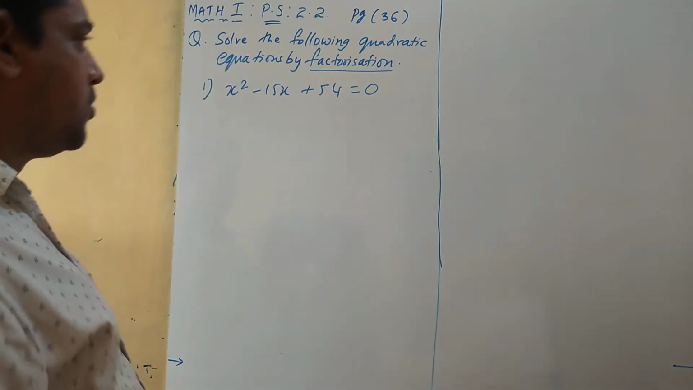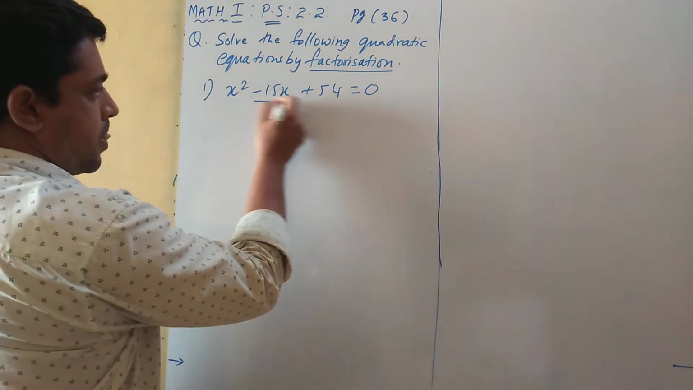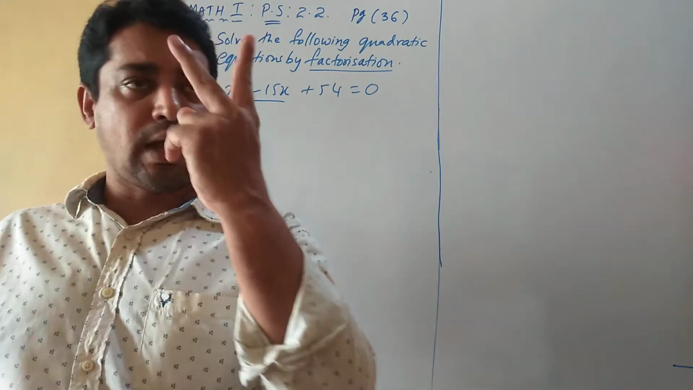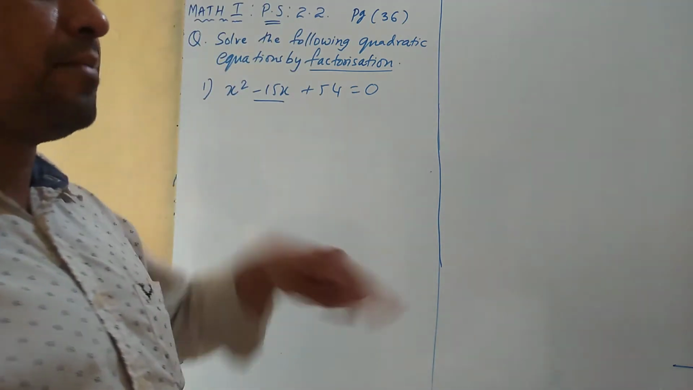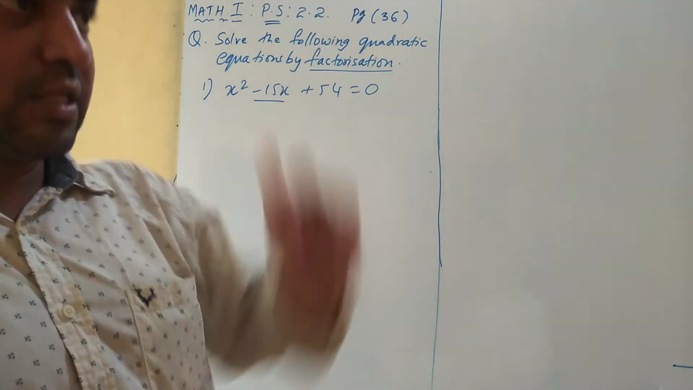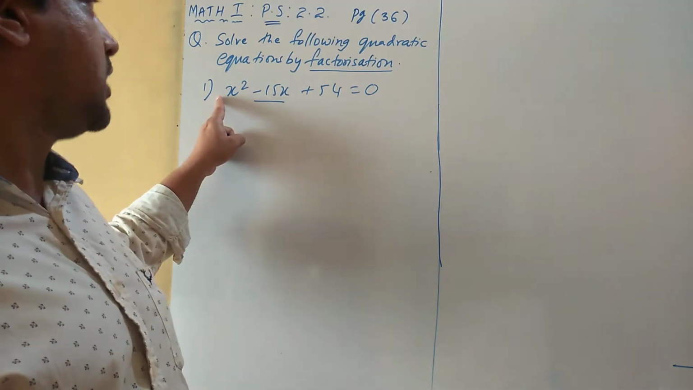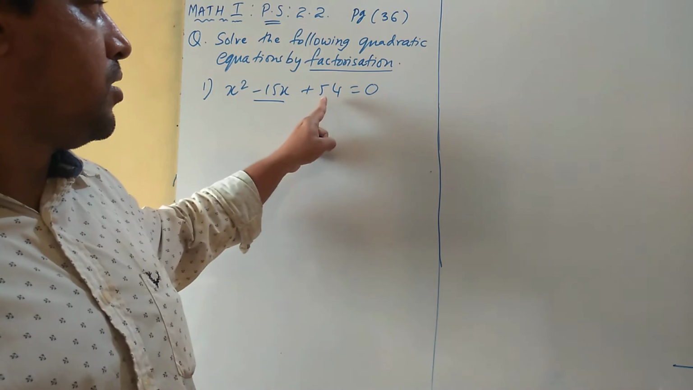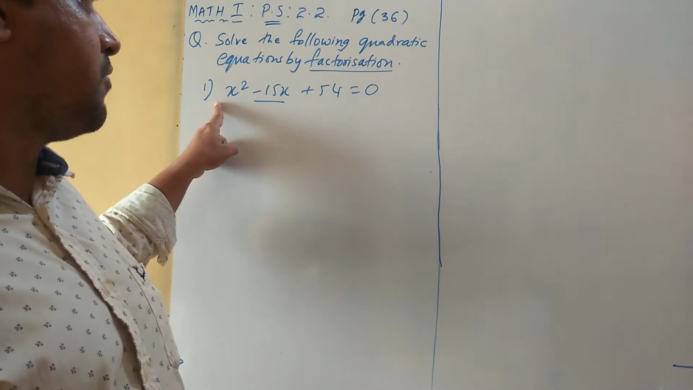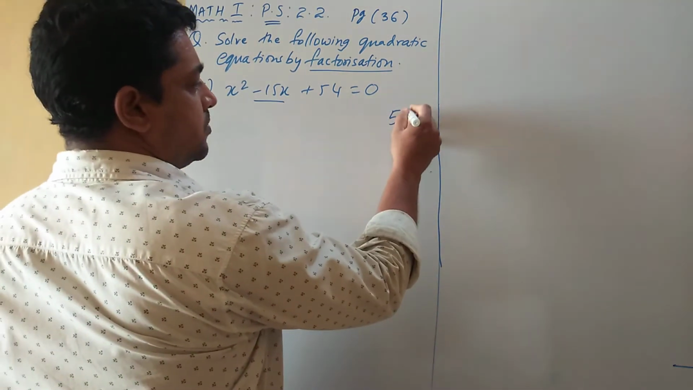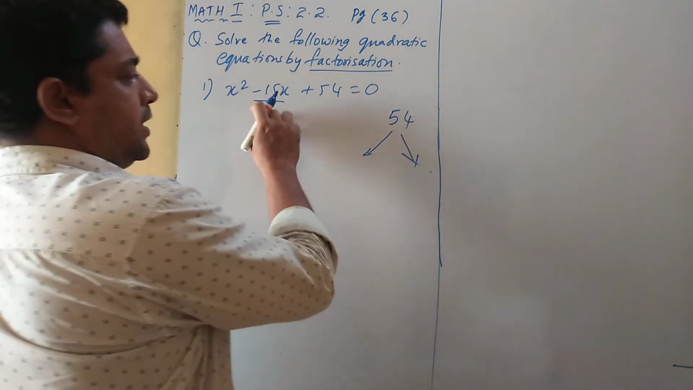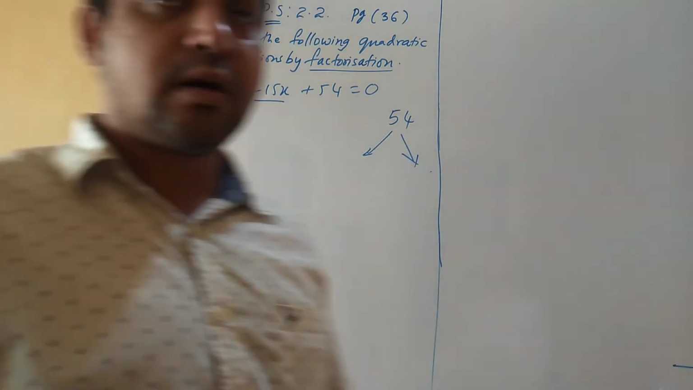So what was the rule? When I split the middle term, the coefficient of the middle term is minus 15. So when I get the two numbers, I should get minus 15. But when I multiply these two numbers, I should get the product of the first and the third. The coefficient of the first term is 1, and the third term, the constant term, is 54. 54 ones are 54. So I write 54 here, and when I split this middle term, I should get 54 as the product.